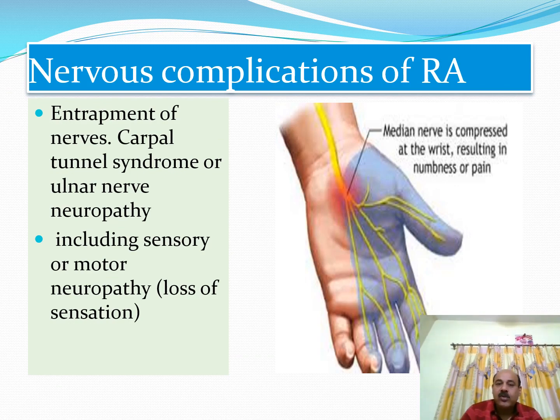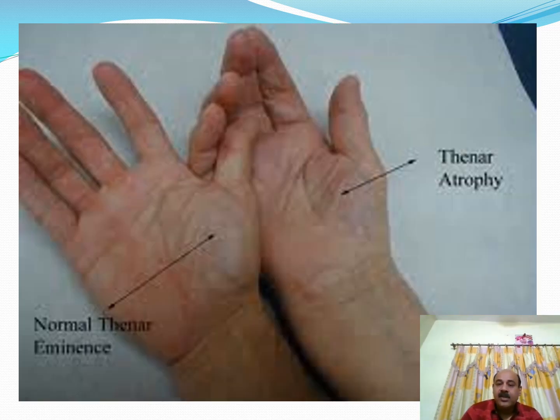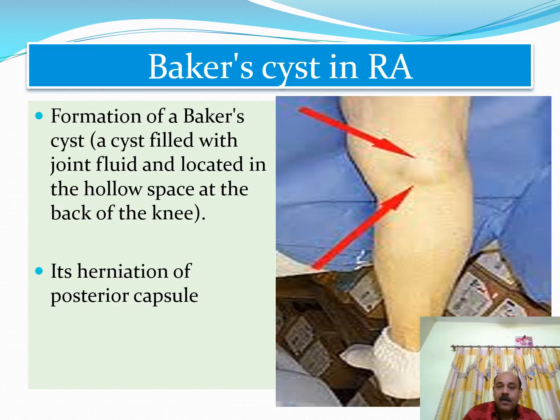Nerve complications may include entrapment of nerves in the carpal tunnel, leading to carpal tunnel syndrome, where the ulnar nerve may be entrapped and that may result in sensory as well as motor neuropathy. There may be atrophy of thenar and hypothenar muscles. Baker cyst is again a very peculiar feature of RA. Formation of Baker cyst is because of herniation of the posterior capsule of the knee joint. It is a cyst filled with joint fluid and located in the hollow space at the back of the knee. When the knee joint is extended, this cyst becomes quite visible.